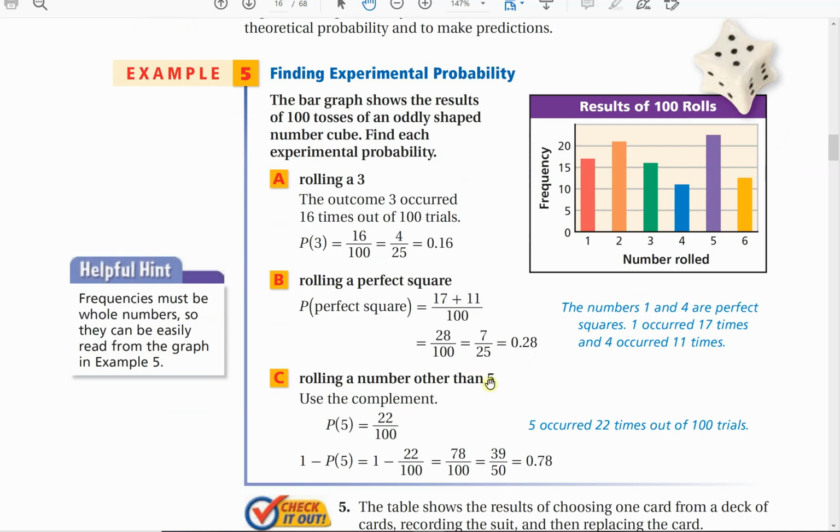Any number other than 5. Looks like 5 happened 22 times. So we're just going to find the complement of that. 1 minus 22 out of 100 is 78 out of 100. That's 39 out of 50, or 0.78.